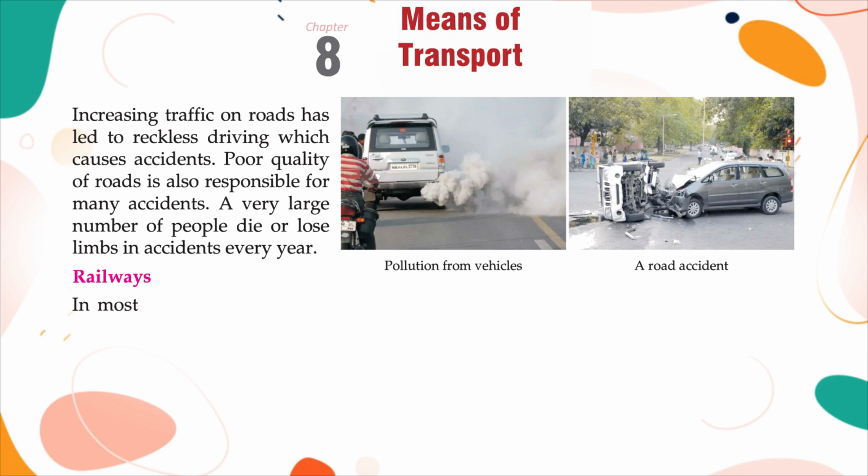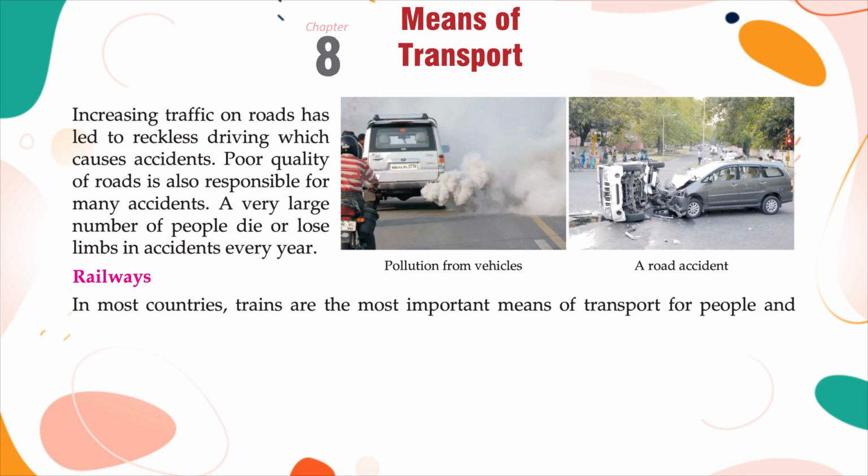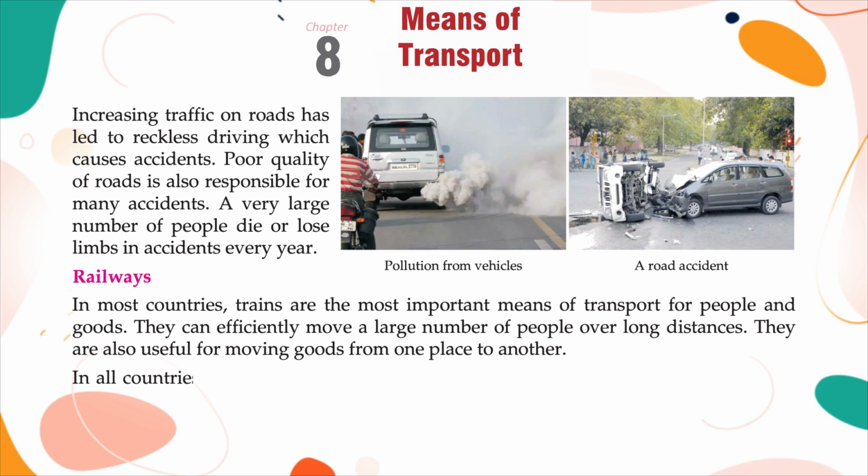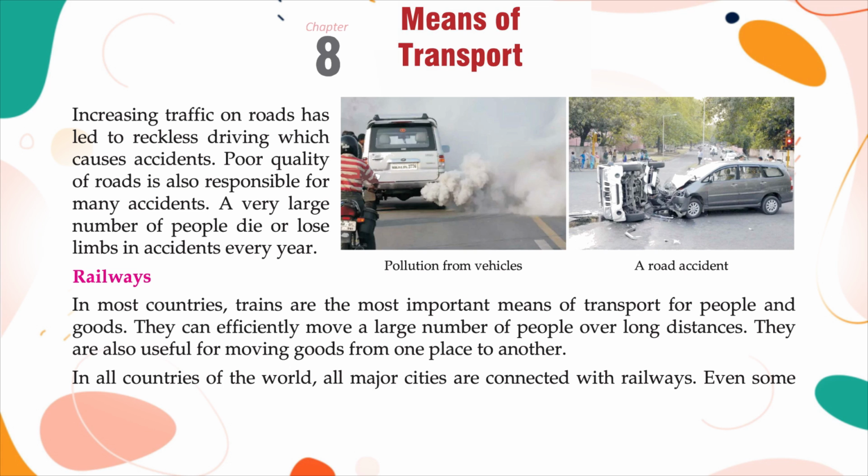Railways. In most countries, trains are the most important means of transport for people and goods. They can efficiently move a large number of people over long distances. They are also useful for moving goods from one place to another. In all countries of the world, all major cities are connected with railways. Even some countries are connected by railway.